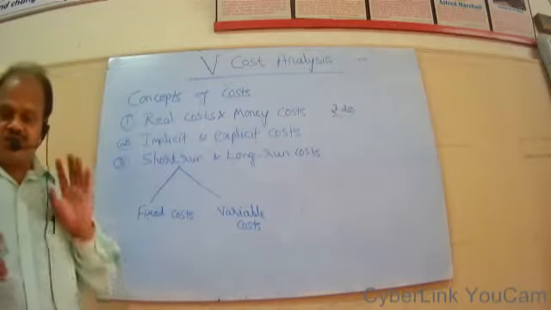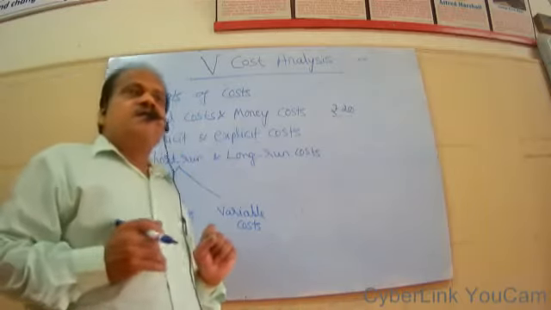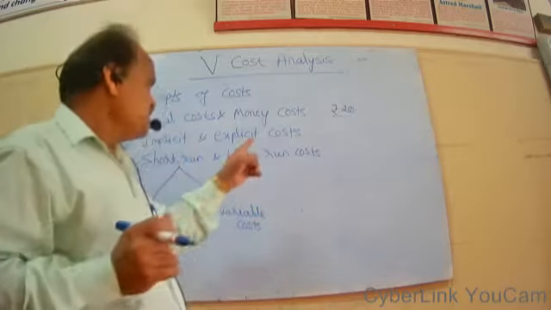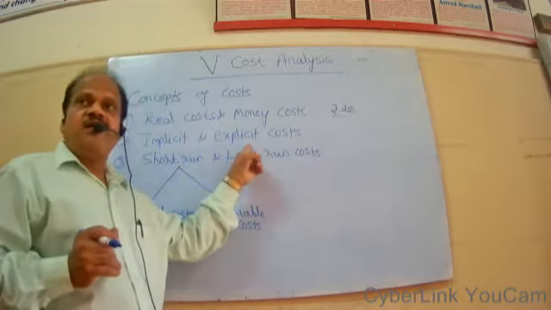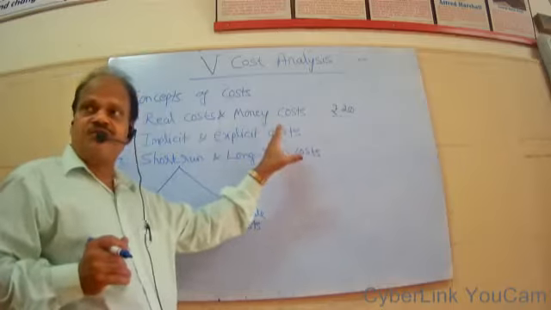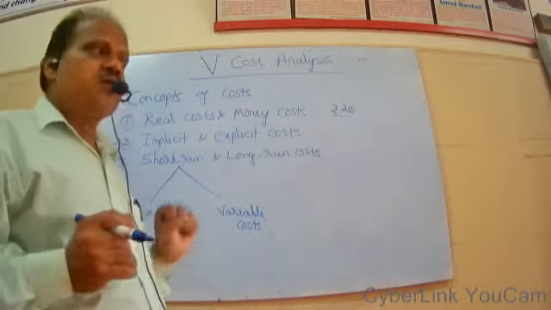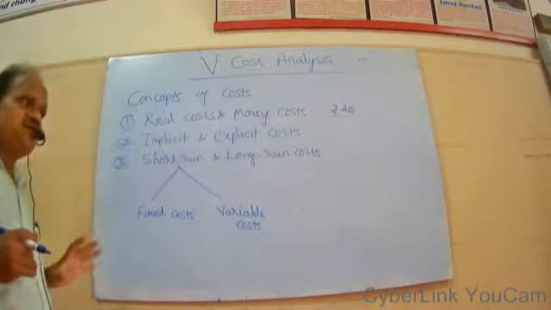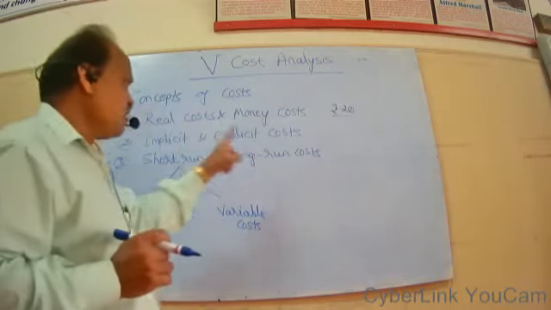Explicit costs are the costs which are incurred for the use of hired inputs, and they do enter into the books of accounts. All explicit costs do enter into the books of accounts.